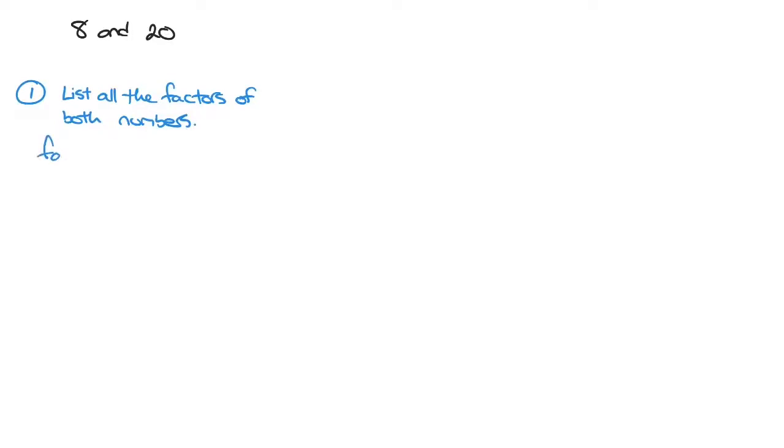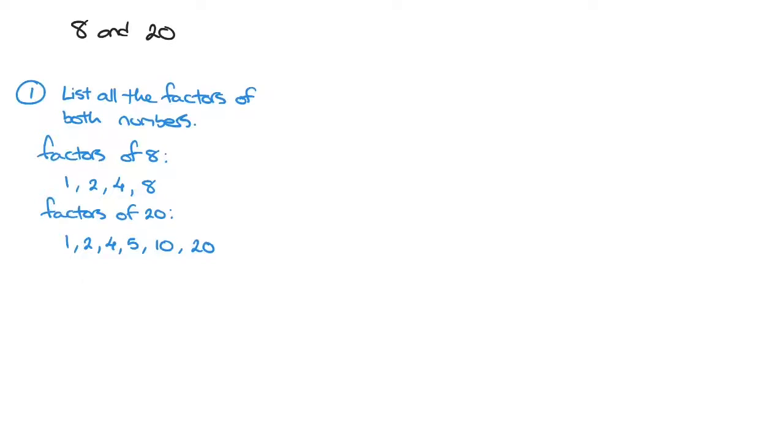The factors of 8 are 1, 2, 4, and 8. Similarly, we list all the factors of 20. The factors of 20 are 1, 2, 4, 5, 10, and 20. And that is our first step done.